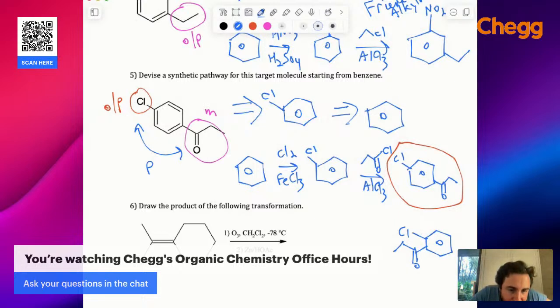Let's see what we missed. Yeah, so alkylation and acylation, the only difference there is just the presence of this carbonyl, right? If you took this carbonyl off and you just had a 1-chloropropane, then it would be Friedel-Crafts alkylation. So definitely very similar mechanistically.